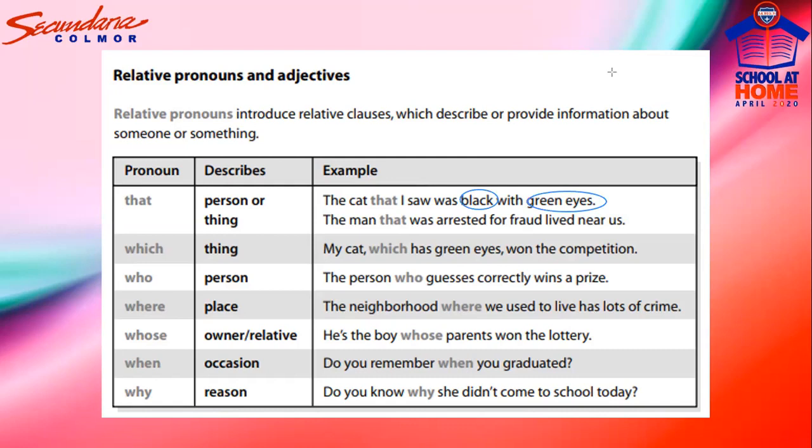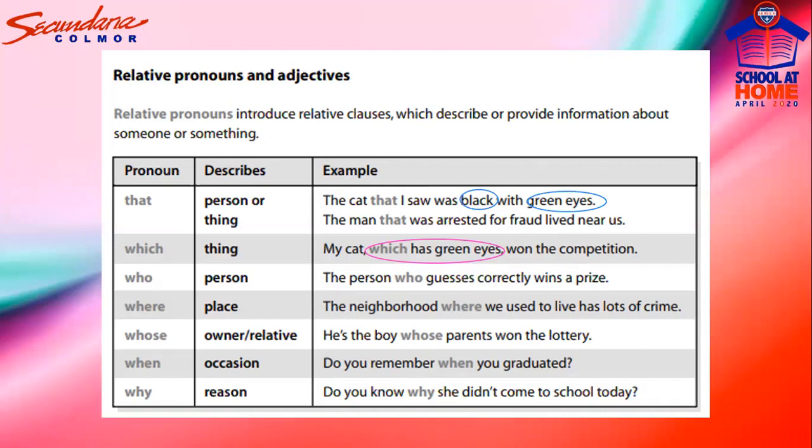As in the second one, which describes things. My cat, which has green eyes, won the competition. Do you remember the ones that we saw in the last class? This is the one describing, okay? For example, the non-defining and defining, do you remember? In here, we have my cat, which has green eyes, won the competition. So this part can be removed from the sentence and it makes complete sense. Because if you say, my cat won the competition, okay, I know that you have a cat and it won the competition. Yeah, that's right.